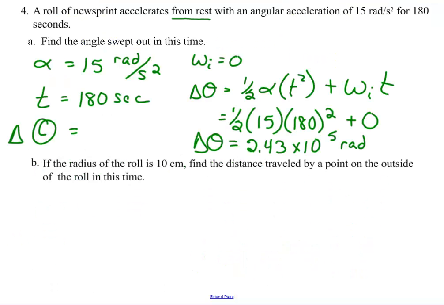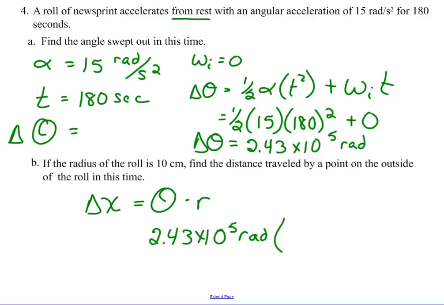Now for letter B, if the radius of the roll is 10 centimeters, we want to find out the distance traveled by a point on the outside of the roll. So if we look at the leading edge of the paper, how far will it travel if it's unrolling? Again, we are reminded that delta x, the change in position, is equal to our change in theta times our radius. So we have 2.43 times 10 to the 5th radians. Our radius is 10 centimeters, so that's 0.10 meters. So I have a change in position, or the distance my paper has moved, is quite a bit.